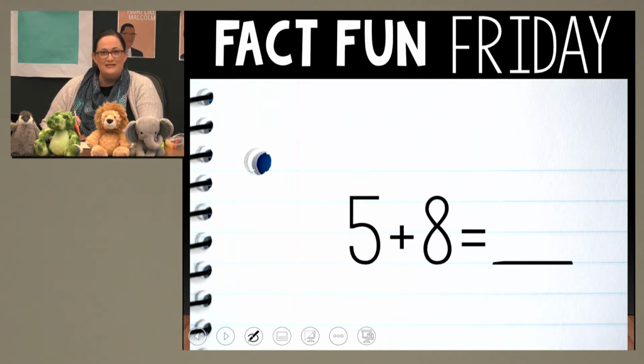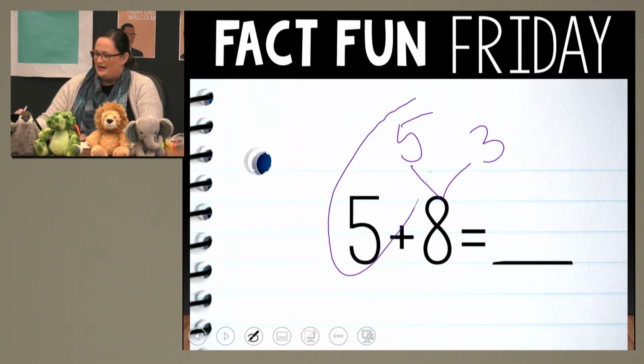What's 5 plus 8? Well, I know 8 has a 5 and a 3. That is 10, and 3 more is 13. See how finding those partners of 10 or friends of 10 is so helpful when you're solving things you don't have memorized yet.